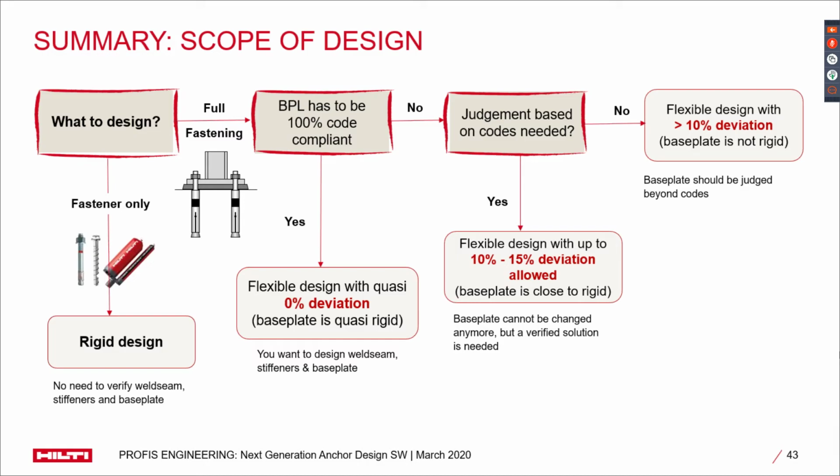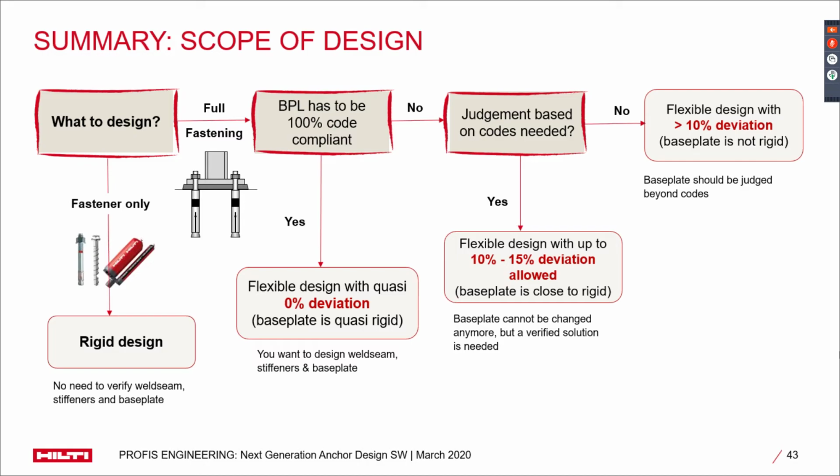But if you want to design the full fastening and your base plate must be 100% code compliant with no wiggle room, then you can design a realistic design with close to 0% deviation and proceed to design the remaining components of the connection. If you are allowing some degree of judgment in your design, you can design up to 15% deviation, as we have just shown, and design a close to rigid base plate.